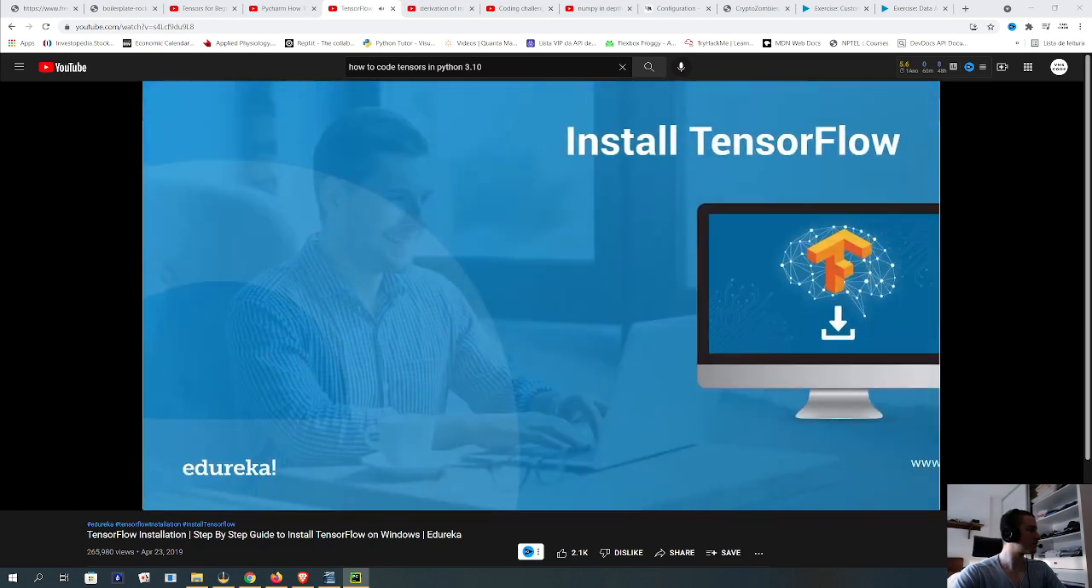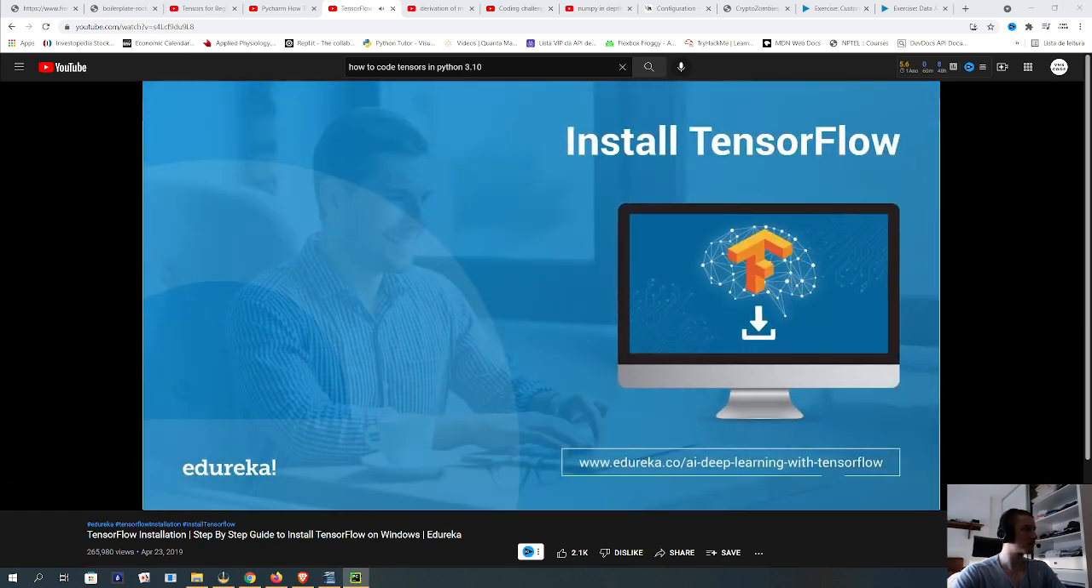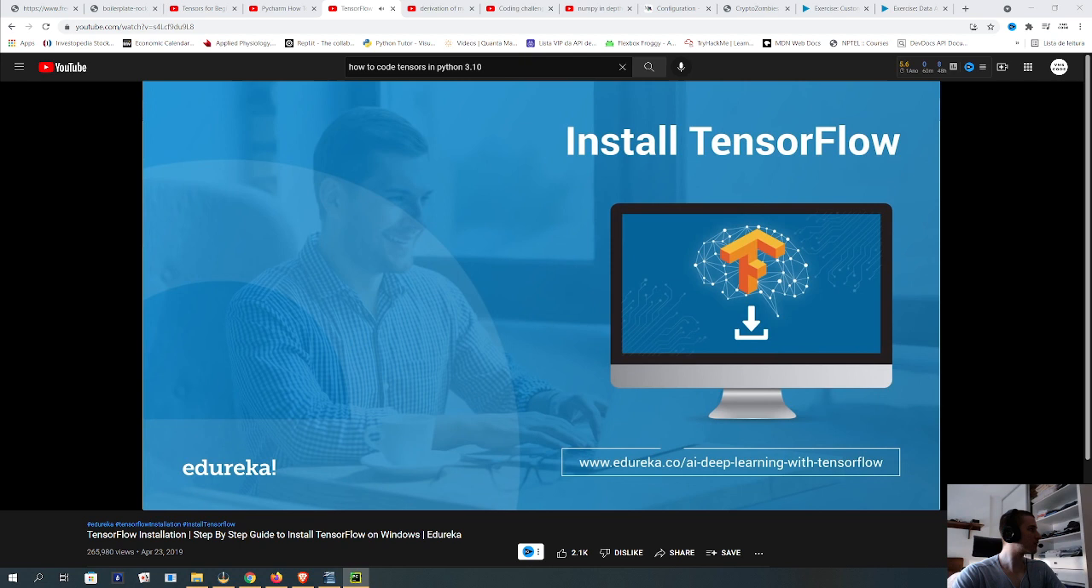Hello everyone and welcome to this interesting session on installing TensorFlow. Deep learning is one of the hottest topics of 2019 and 2020, and for a good reason. The advancements in this industry have made it possible for machines or computer programs to actually replace human beings. Can you believe that?